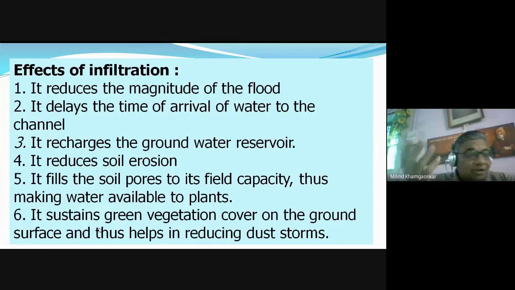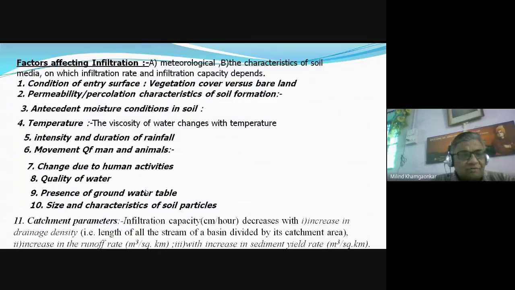So this infiltration capacity curve or infiltration rate curve is very important. There are the effects of the infiltration. The main effect is it reduces the flood. It percolates the water into the soil, which is very helpful from the point of view of the forest or the greenery. It increases the groundwater table. It reduces the soil erosion. So all these are the good effects of the infiltration.